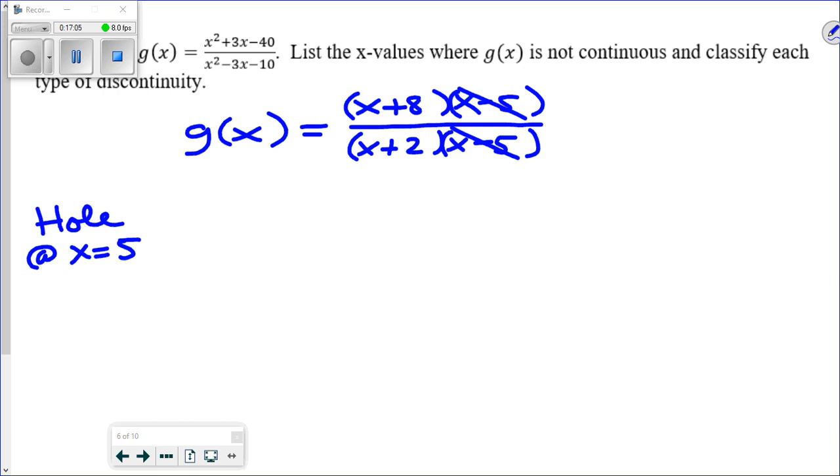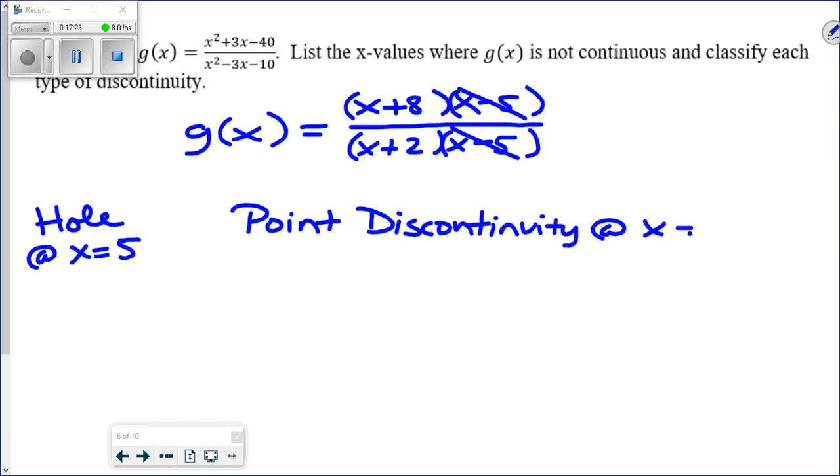Okay, so that's how we might have answered it back in pre-cal, but now that we're in calculus, we're going to say that g of x has a point discontinuity at x equals 5. Now because x plus 2 is still in the denominator, that means that the graph has a vertical asymptote at -2.